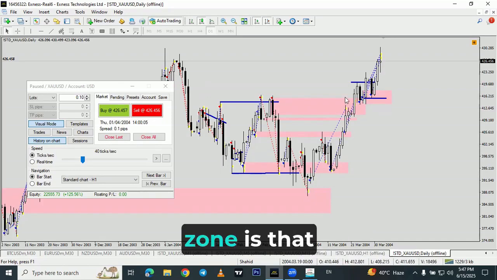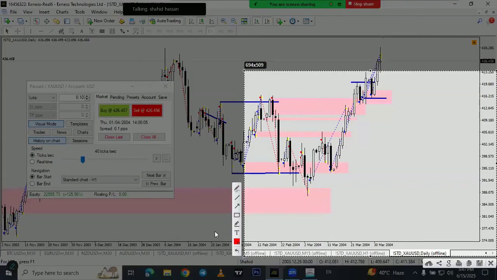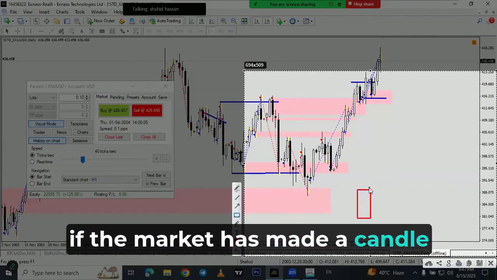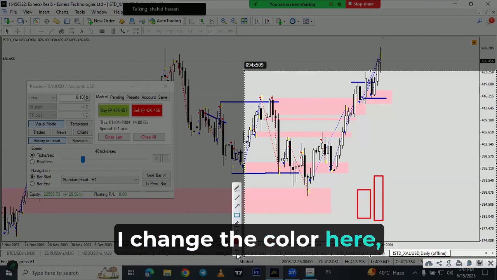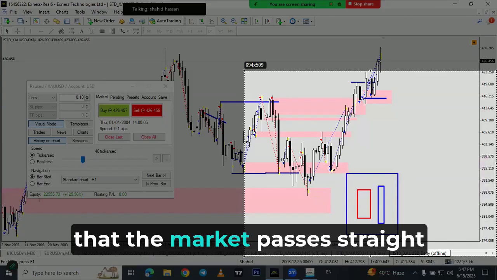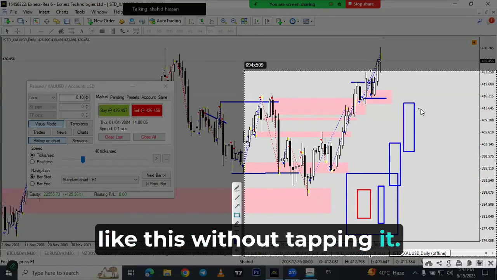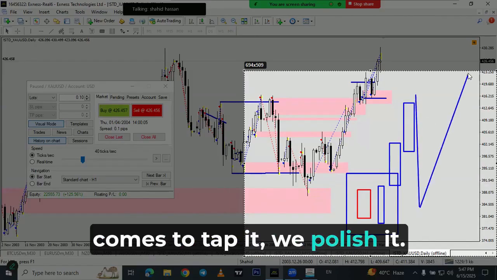The meaning of fresh zone is that if the market has made a candle like this, then next let me change the color here. I change the color here, and this is it. Okay, the fresh zone of the market is that the market passes straight like this without tapping it. When the market then comes to tap it, we polish it.